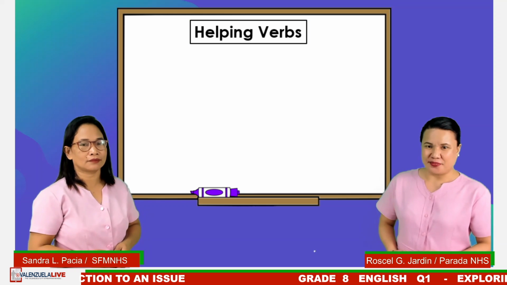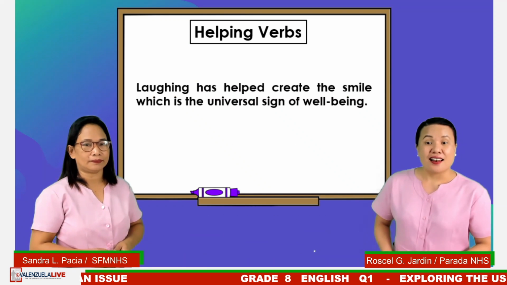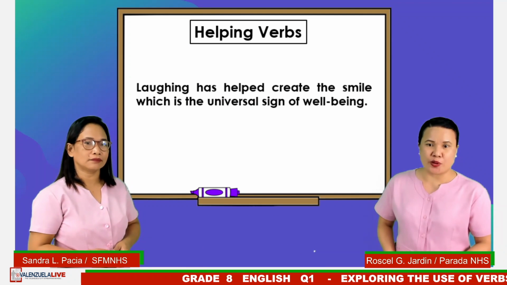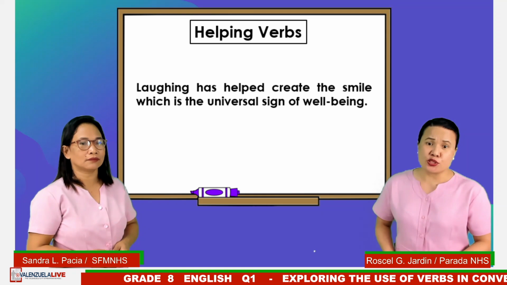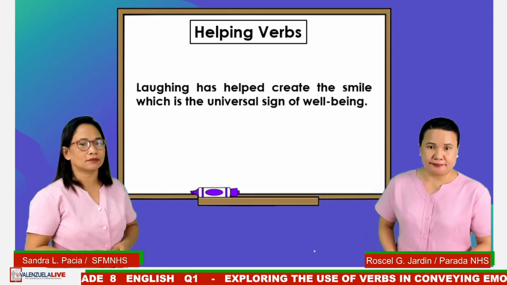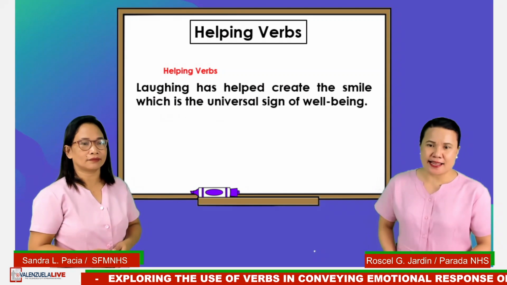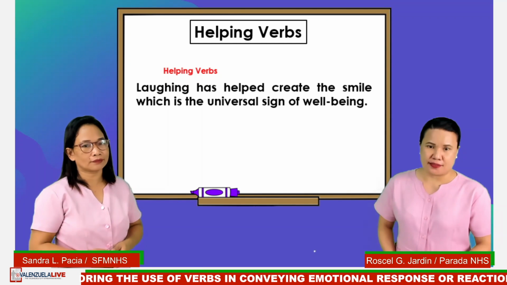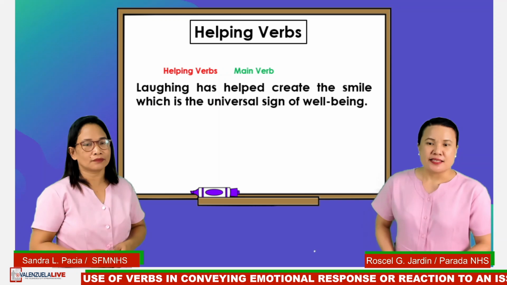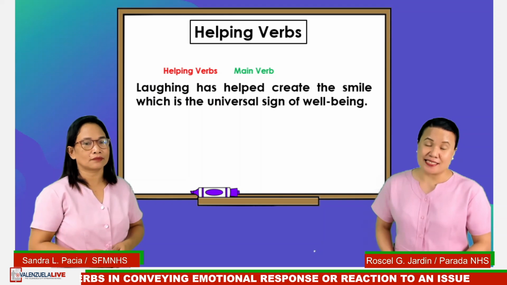Look at this example. Laughing has helped create the smile, which is the universal sign of well-being. In here, the word has is the helping verb and helped is the main verb. Some modals can also function as helping verbs.